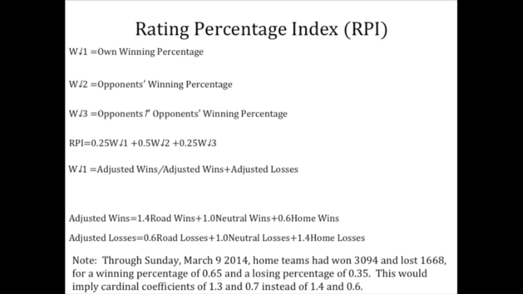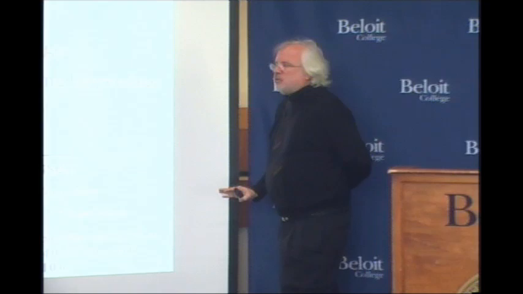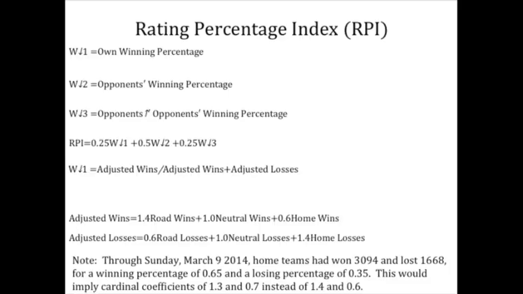Furthermore, there are additional cardinal weights that emerge when a team's own winning percentage is adjusted depending on where games are played. A team is given credit for 1.4 wins anytime they win on the road, one win anytime they win on a neutral court, and 0.6 wins anytime they win at home. Here again, we're using somewhat arbitrary cardinal coefficients to compute adjusted wins and, again, adjusted losses to get this first dimension of performance, a team's own winning percentage.